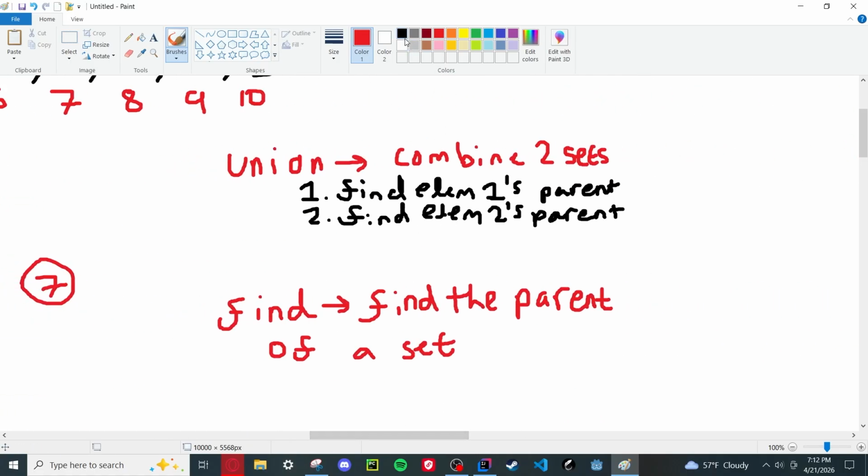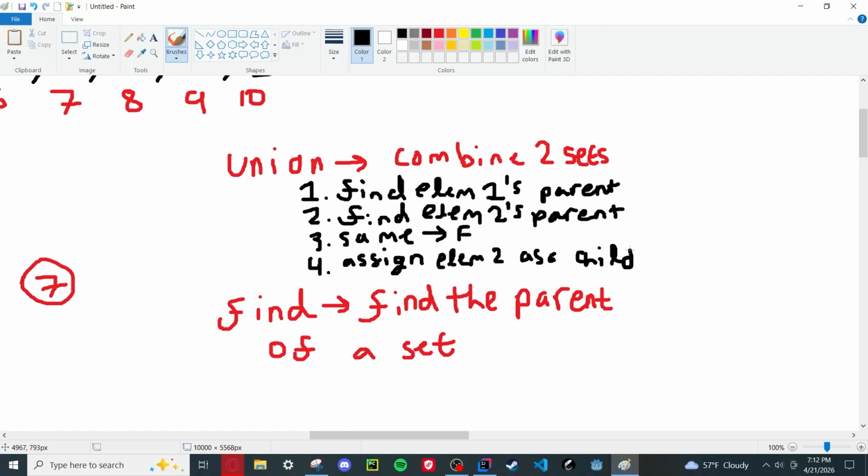What is the next step? If they have the same parent, we're going to return false. Otherwise, assign elem2 as a child to elem1.